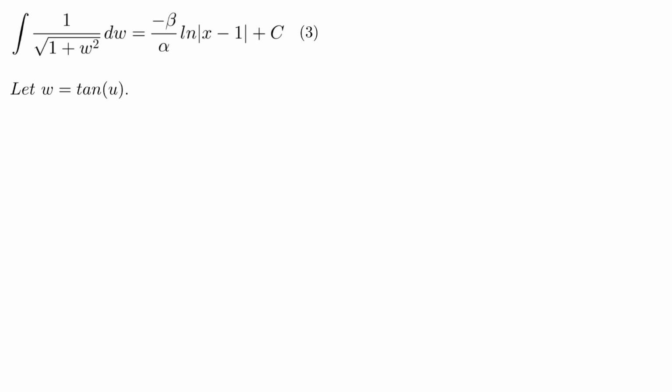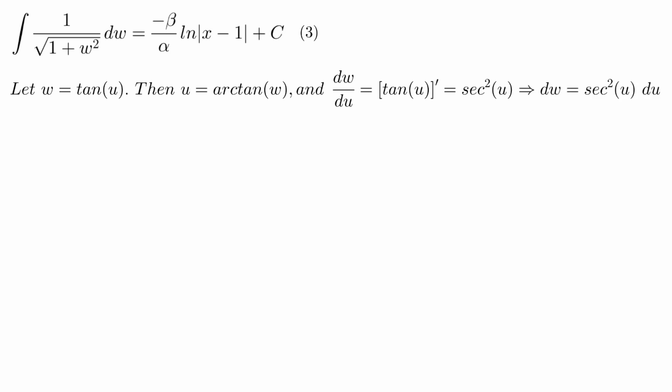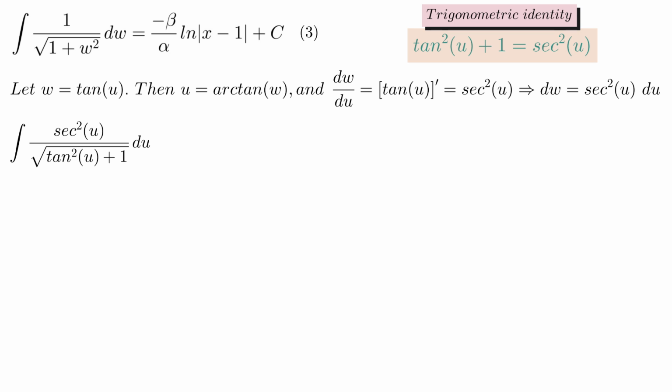So let's call w equals tangent of u. So u equals arctangent of w, and dw/du equals the derivative of tangent u, which is secant squared u, and dw equals secant squared u du. And so we plug these into the integral, and we have the integral of secant squared u over the square root of tangent squared of u plus 1 du. There's a formula that relates tangent u to secant u, which is tangent squared u plus 1 equals secant squared u. And so we plug that into the integral, and we get secant squared u over the square root of secant squared u du, which is just the integral of secant u du after simplifying.